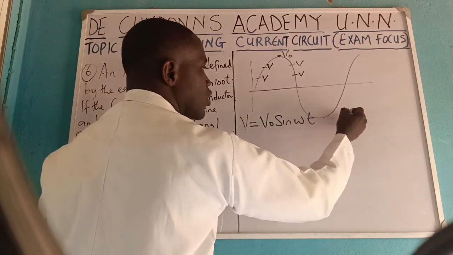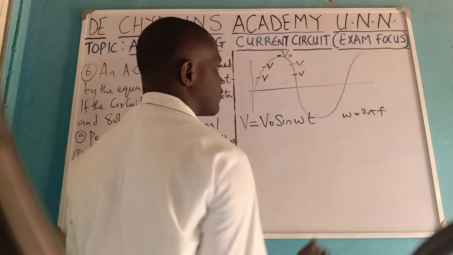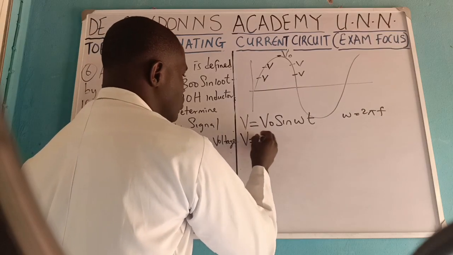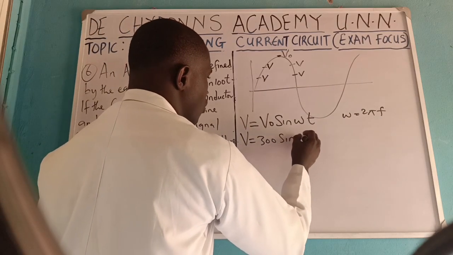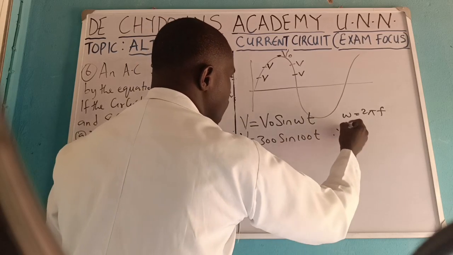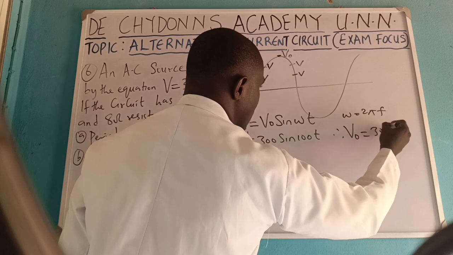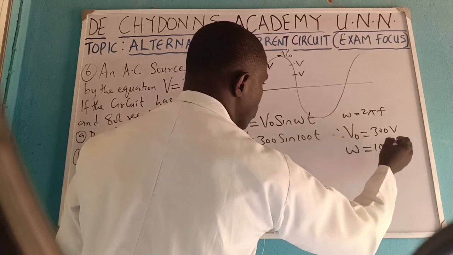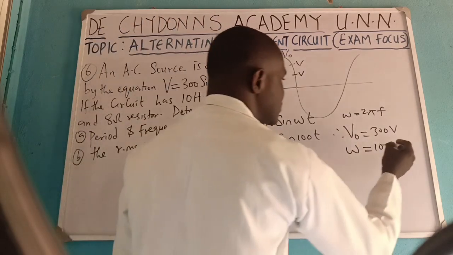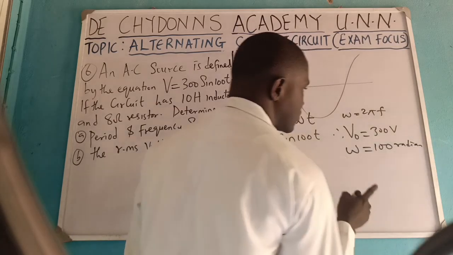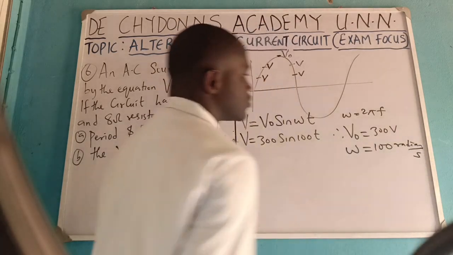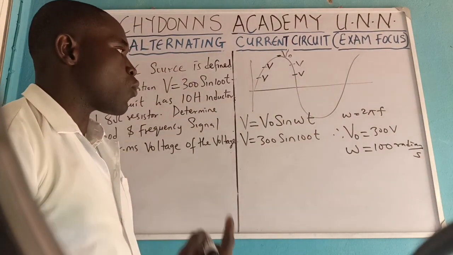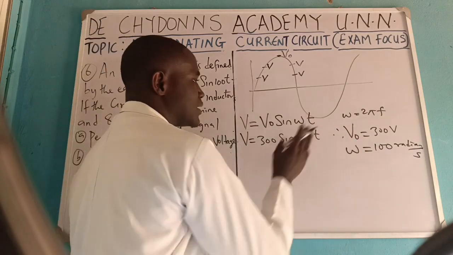We said that W is equal to 2 pi F. That means comparing with what we have here, V equals 300 sin 100t, therefore V0 will be equal to 300 volts. Then your W will be equal to 100 radians per second. That is the angular velocity or angular frequency.